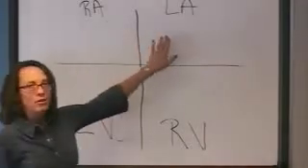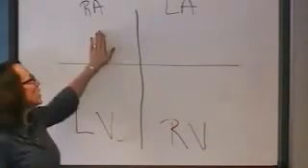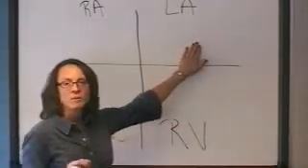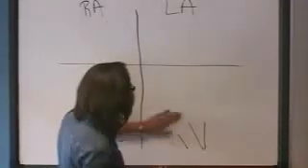So I start with the 4 chambers, written down just as this: right atrium, left atrium, so plural would be atria, right ventricle, left ventricle.